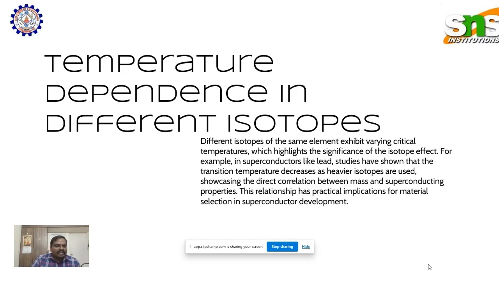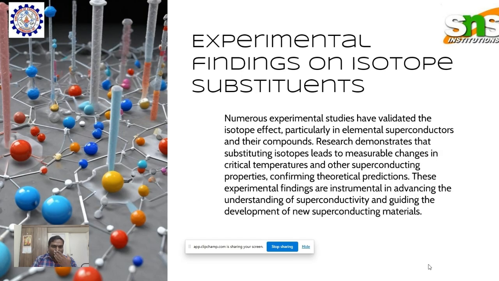Different isotopes of the same element exhibit varying critical temperatures, which highlights the significance of the isotope effect. For example, in superconductors like lead, studies have shown that the transition temperature decreases as heavier isotopes are used, showcasing the direct correlation between mass and superconducting properties. This relationship has practical implications for material selection in superconductor development.